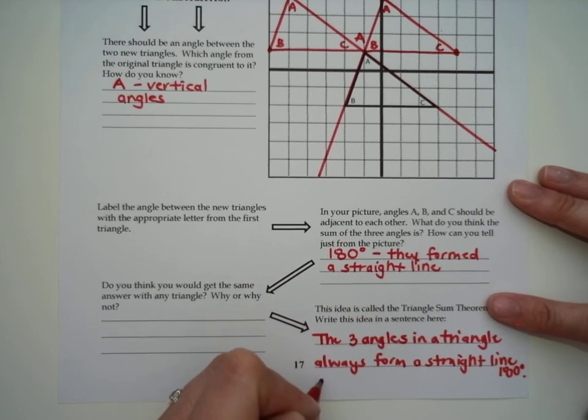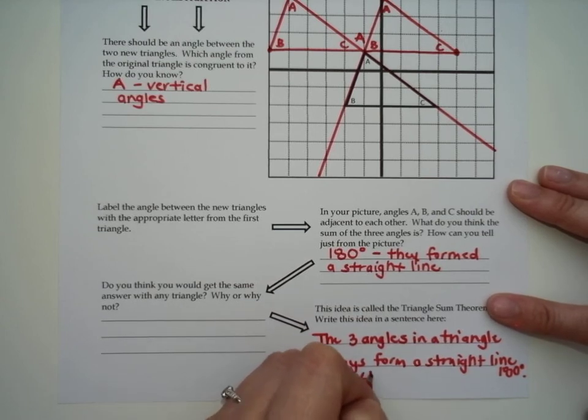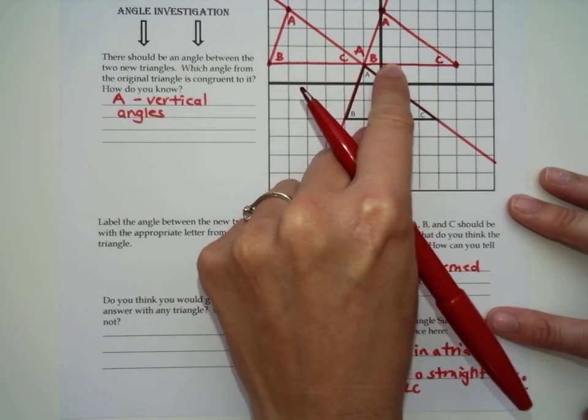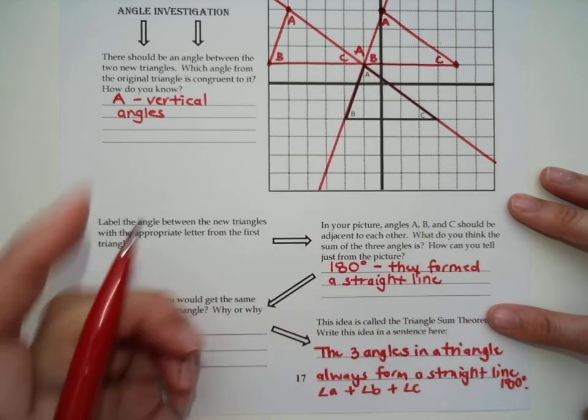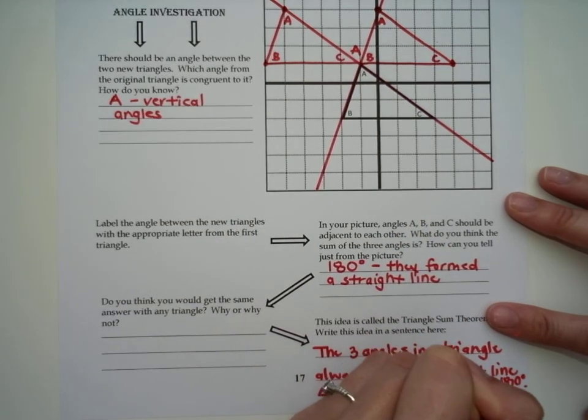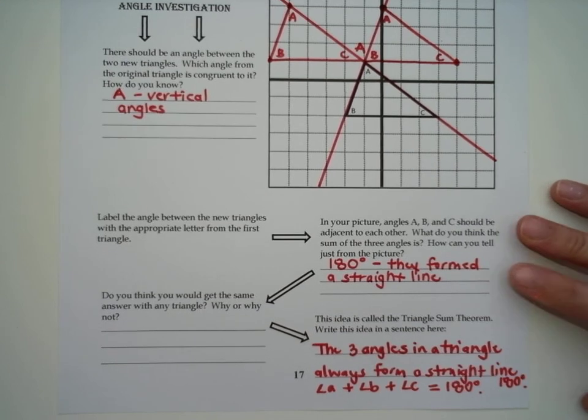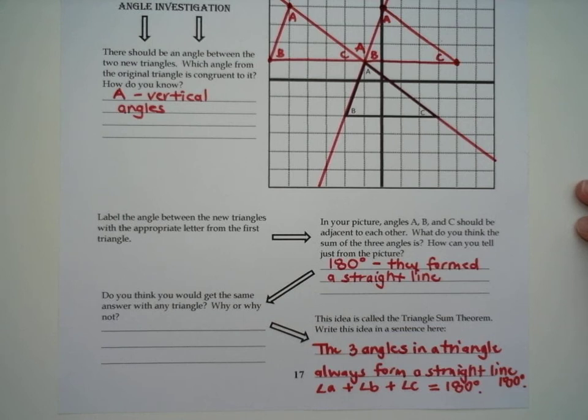And so the way we can write it as an equation is if we have angle A plus angle B plus angle C, when we add up those three angles, we know that it's going to equal 180 degrees. And you're going to see this more as we continue with the triangle sum theorem.